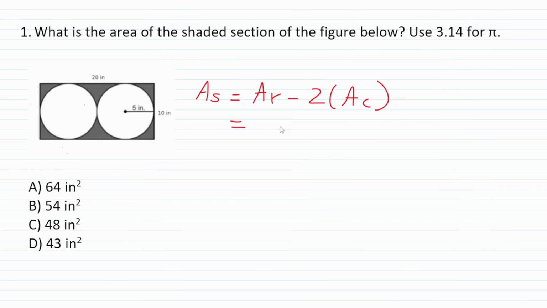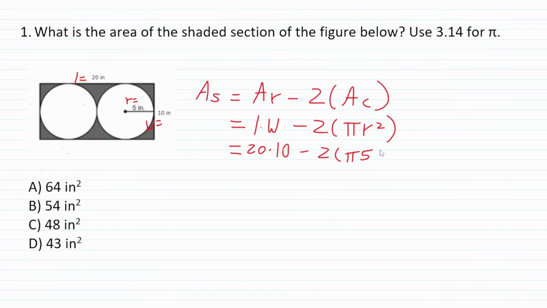How do you find the area of a rectangle? It's length times width. How do you find the area of a circle? It's pi r squared. Again, you don't get a reference sheet for this test, so you have to know those formulas. What is the length and width of this rectangle? It's 20 and 10, so this is 20 times 10. What is the radius of our circle? It's right here, it's 5, so this is 5 squared.